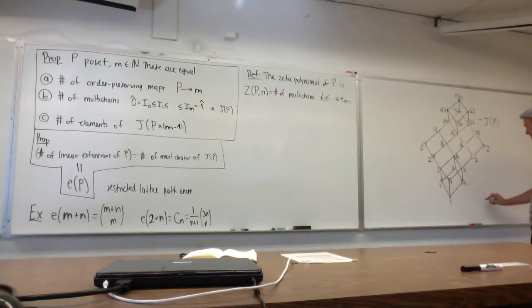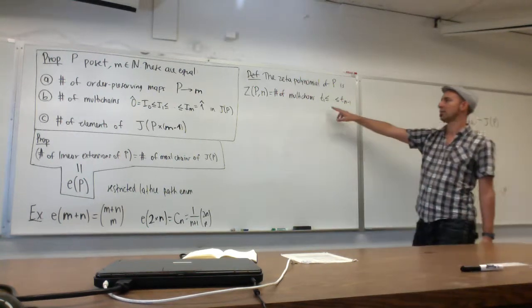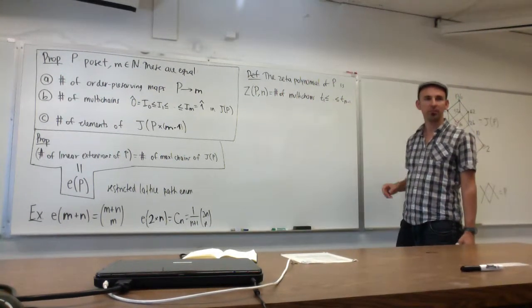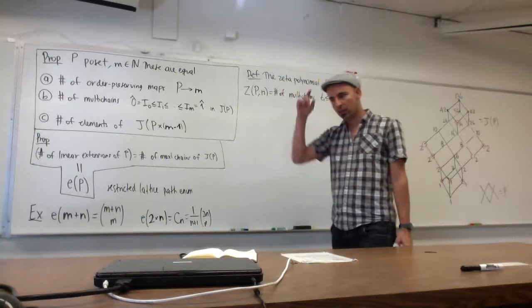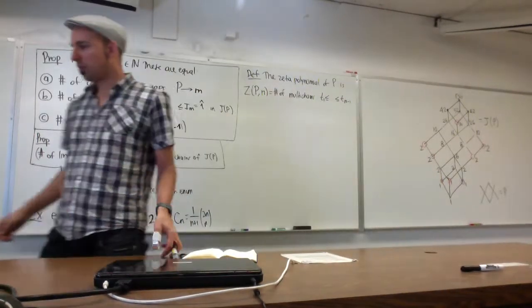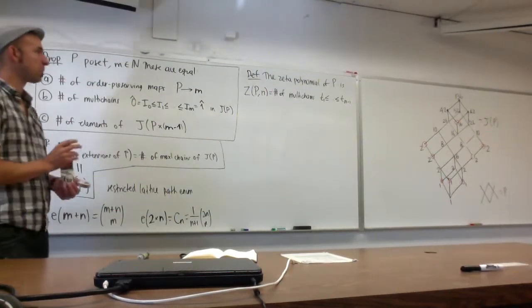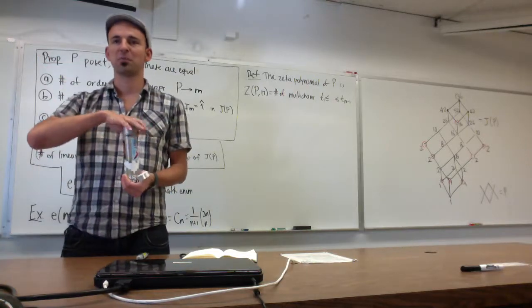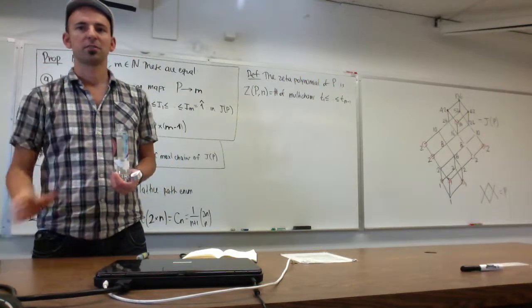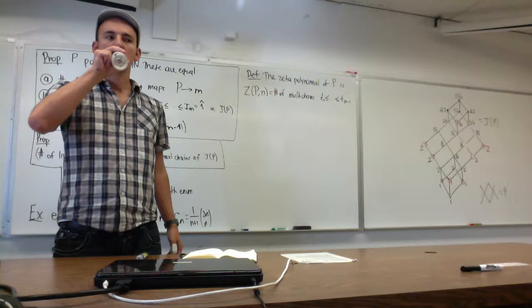Actually, I'm going to keep this picture just in case I need it. So this was P. Yeah, so z of P comma n is just the number of ways of going up in this poset, n minus 1 elements, possibly with repetitions. Now, one thing you should be asking yourselves is, why do you call it a polynomial? This doesn't look like a polynomial, right? It's just some counting problem.